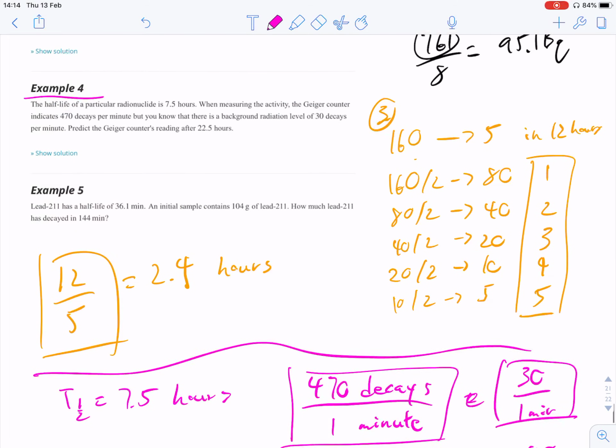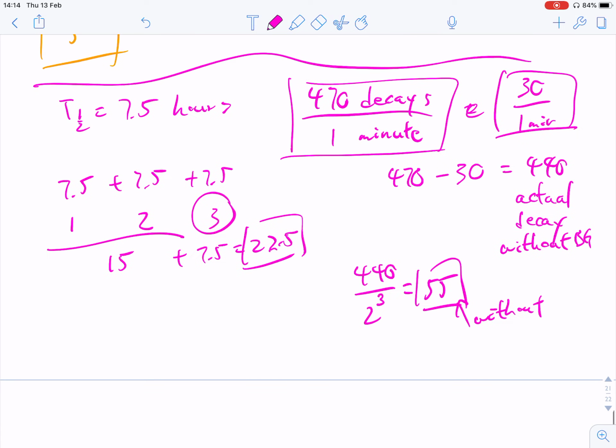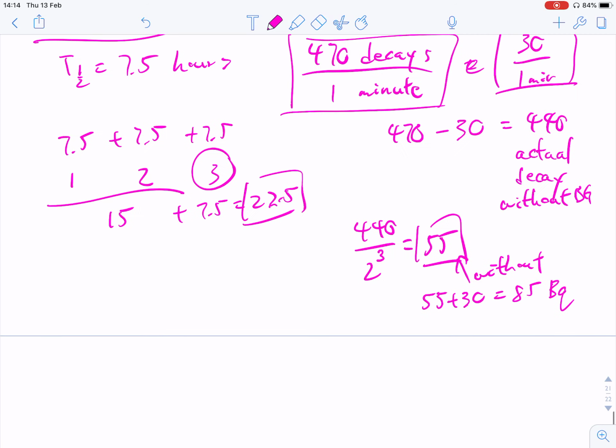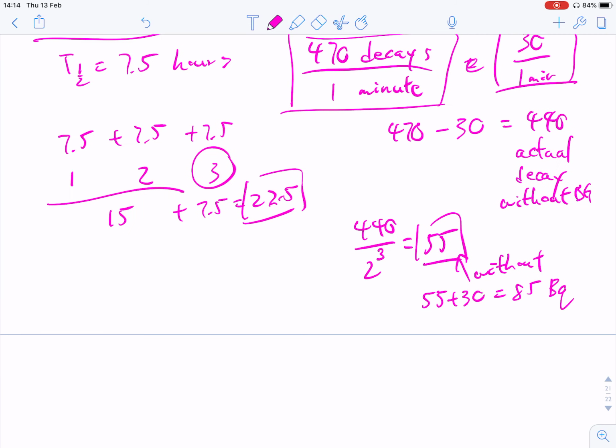So the actual reading with background radiation is going to be 55 plus another 30. So it's going to be 85 becquerels. Okay?